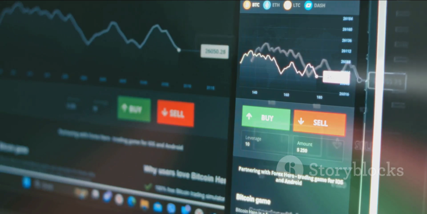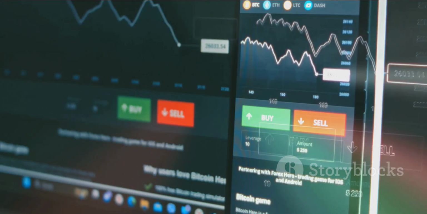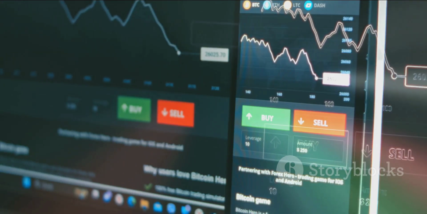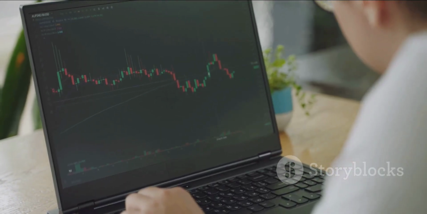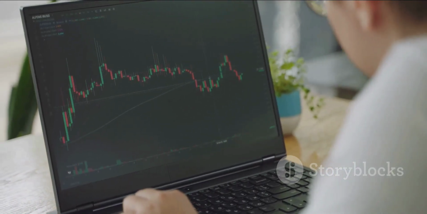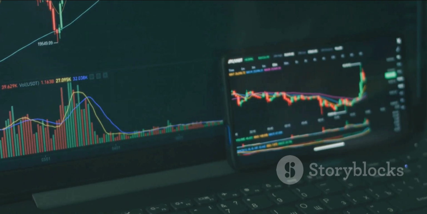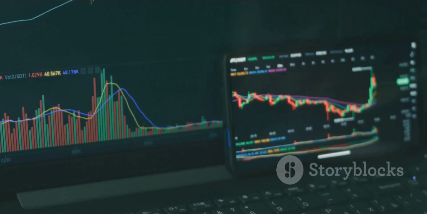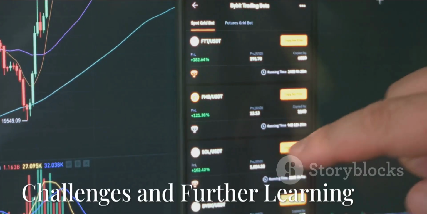Just because the price is near a pitchfork line doesn't automatically mean it's a good time to buy or sell. Look for other signals like candlestick patterns or indicators to confirm the move. This cautious approach can help you avoid false signals and improve your trading accuracy.